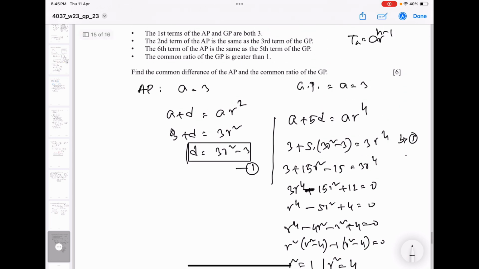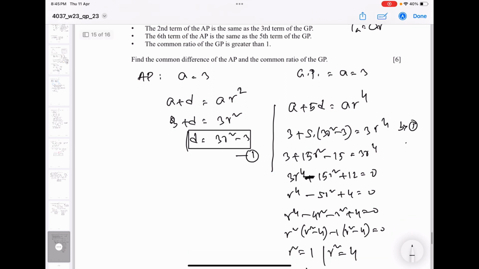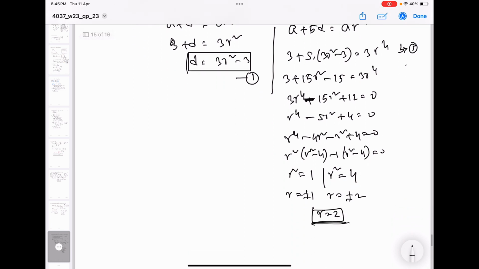Now we are going to find out the common difference of AP and common ratio of GP. So we have got the common ratio of GP, that is 2. Now substituting r equals 2 in equation 1. So d equals 3 times 2 square minus 3, 12 minus 3, that is 9. So d is 9. Done.